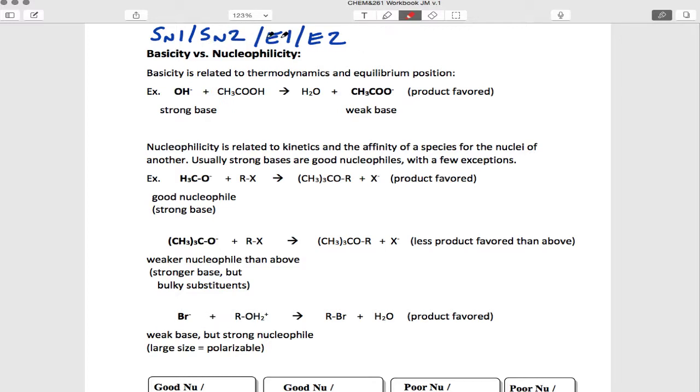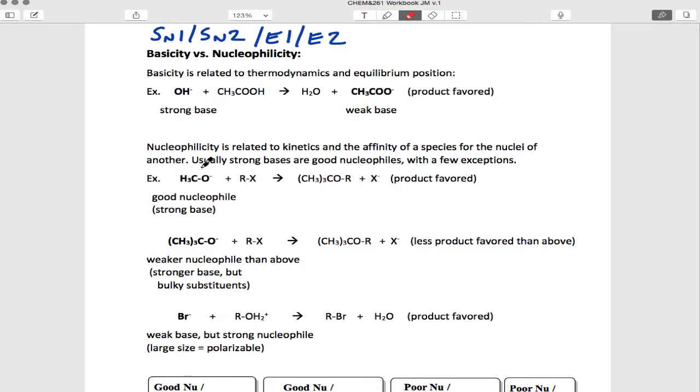So first, it's important to distinguish between basicity and nucleophilicity. Now remember, nucleophilic substitution really depends on the nucleophilic strength, whereas E1 and E2 elimination really depend on basicity and base strength. So let's look at hydroxide. We know that's a strong base. So a strong base is going to grab a hydrogen and it's going to be product favored for these ions and molecules. Now a nucleophile like hydroxide or methoxide, a nucleophile is related to kinetics. You know, how likely is this to come in and displace this group in a substitution reaction?